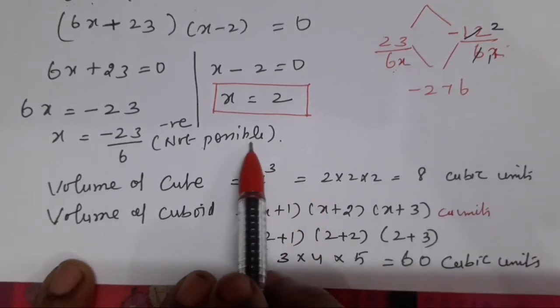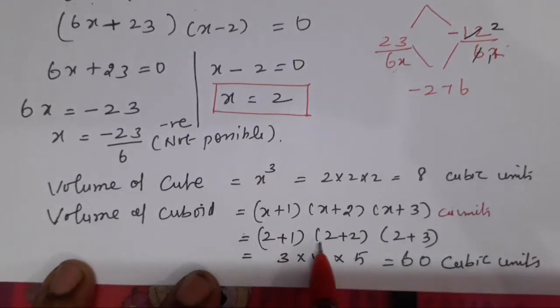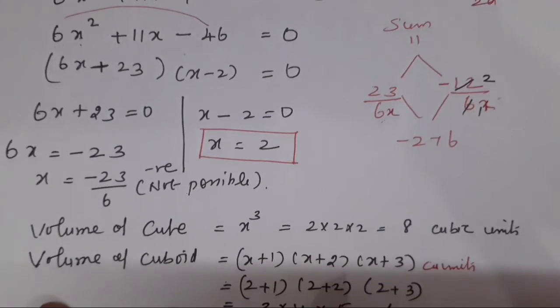Instead of x, you substitute what? 2. 2 plus 1 into 2 plus 2 into 2 plus 3. 2 plus 1 is 3, 2 plus 2 is 4, 2 plus 3 is 5. 3 into 4 into 5 equals 60 cubic units. Very simple sum if you do the calculation for yourself.